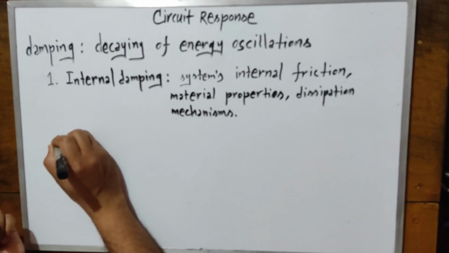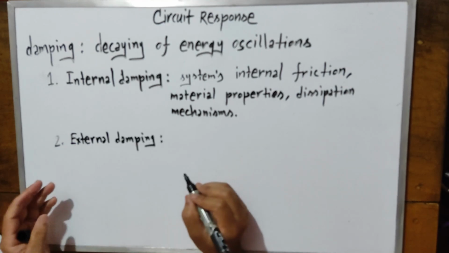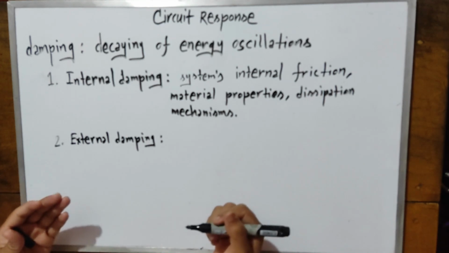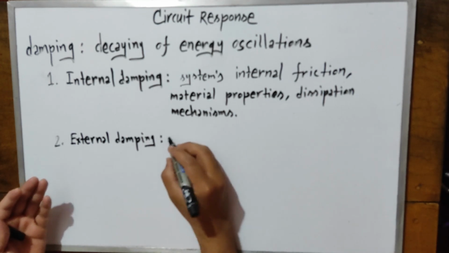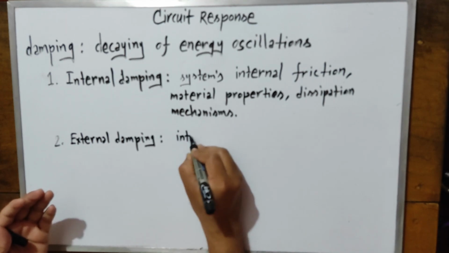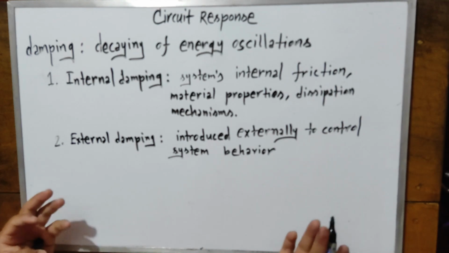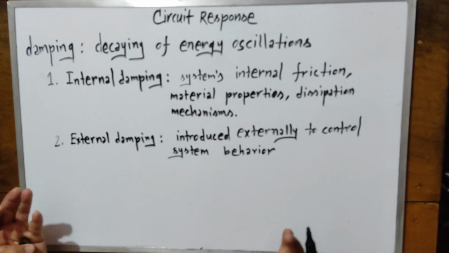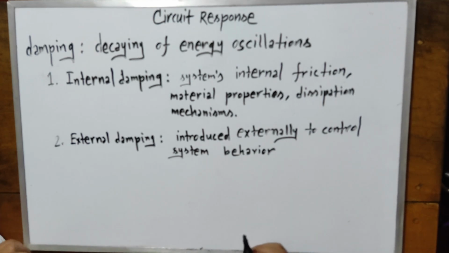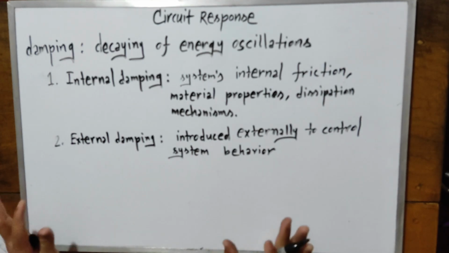The second type of damping is external damping. External damping is a kind of damping that is introduced externally to control the system's behavior. It is introduced to a system from outside to control the system's behavior. So these are the two basic types of damping.